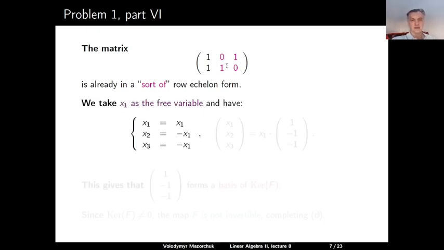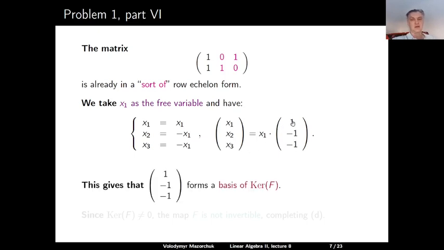So we can take x1 as a free variable, and for the free variable, we have the trivial equation x1 is equal to x1. From the second row, we have that x2 is equal to minus x1. And from the first row, we have that x3 is equal to minus x1. In the vector form, we have thus the equation (x1, x2, x3) is equal to x1 times (1, minus 1, minus 1). So this means that the vector (1, minus 1, minus 1) forms a basis in the kernel of F, because it's a basis in the set of all solutions to our homogeneous system of linear equations.